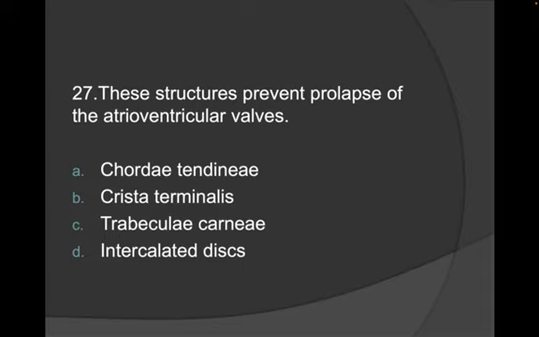These structures prevent the prolapse of atrioventricular valves. AV valves, tricuspid, bicuspid. Chordae tendineae. It's the cord that keeps the valve open. Whenever blood has flown, then it releases, then the valve is closed. So it basically prevents the prolapse of the AV valves.